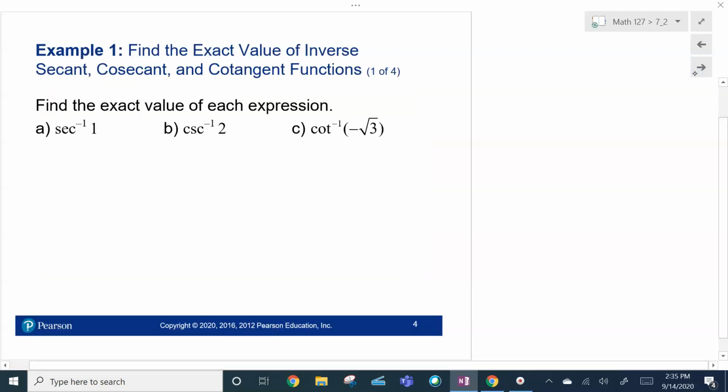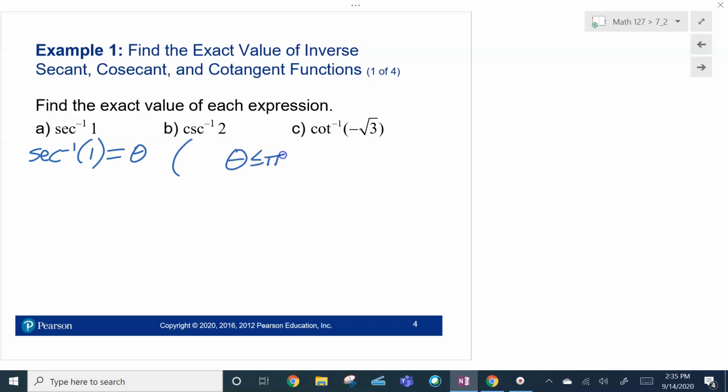Let's do some examples and work through these. So the arc secant of 1, we're going to set that equal to theta. Now our theta, kind of like the arc cosine, is between 0 and pi. If the arc secant of 1 equals theta, then we know that the secant of theta equals 1, again with theta between 0 and pi. And by the way, theta cannot be pi halves, because the secant there is undefined.